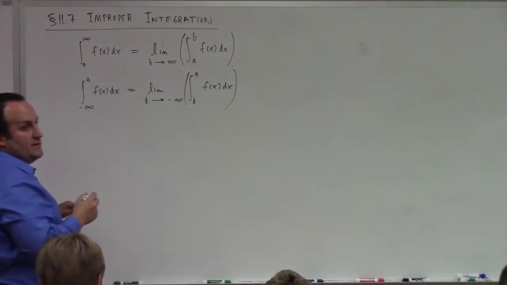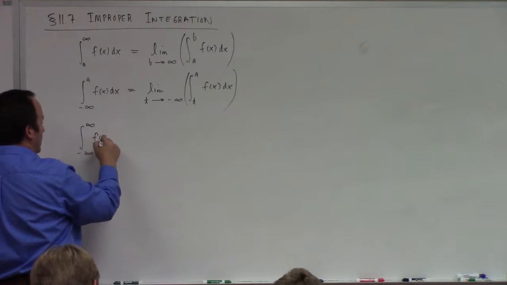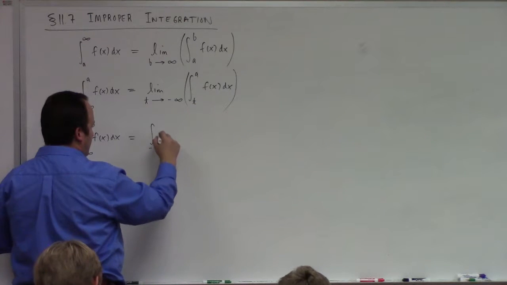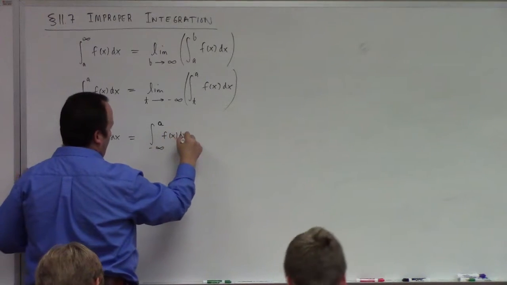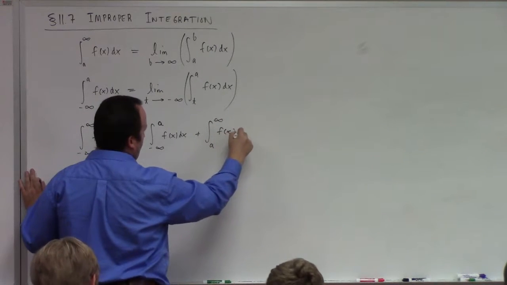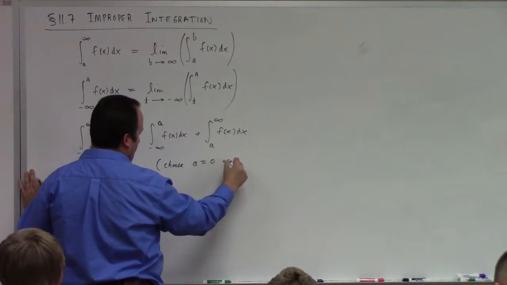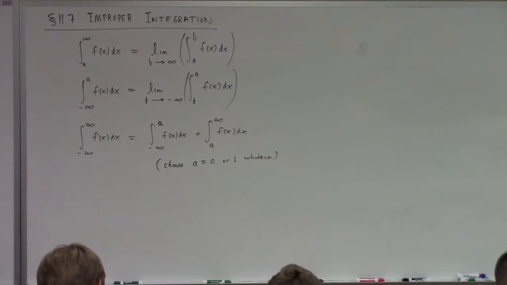All right. If you have both infinity and minus infinity in the integral, like so, then you've got choices. You can say integral from minus infinity to, say, 0, but you can put anything you want here. Let's just say a. You can choose a equals 0 or 1, whatever. The point is that those are separate infinities, so that explicitly involves two separate limits.